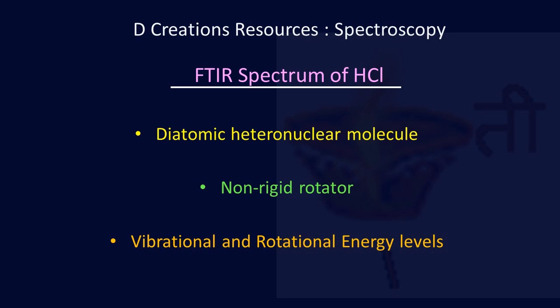Rj minus Pj will give you 2 into B upper into 2j plus 1. And as I mentioned earlier, delta j is equal to plus 1 corresponds to R branch, and delta j is equal to minus 1 corresponds to P branch.